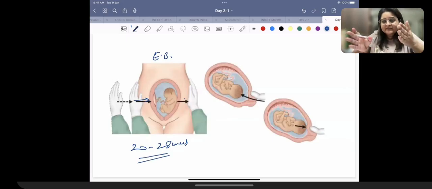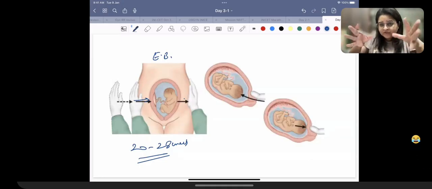Just move the baby like this, it hits you. Move like this, it will hit you here. It's basically something floating in fluid. The baby is floating in water. So that water medium makes this ballottement possible. Yes, juggling from one side to the other.